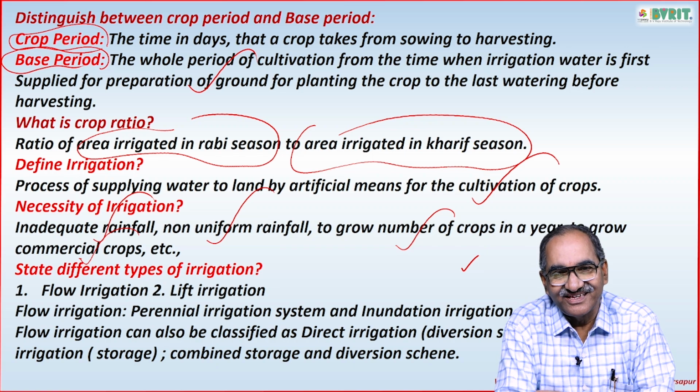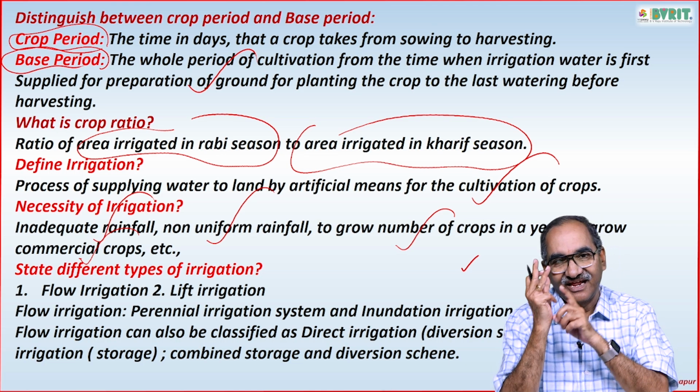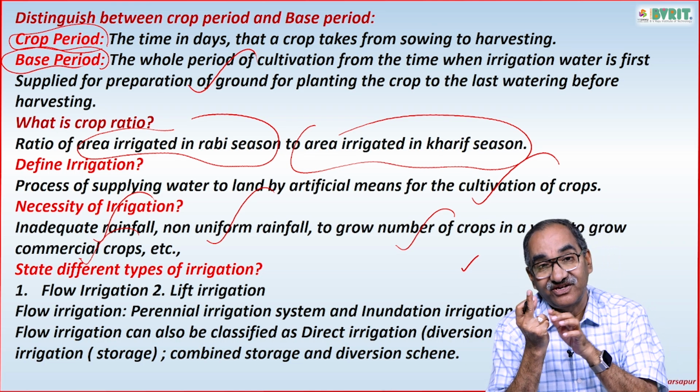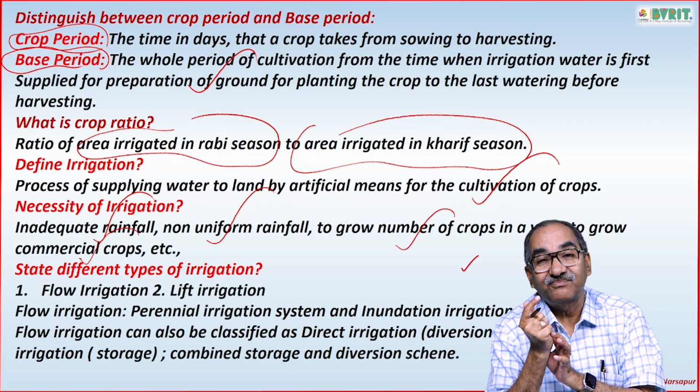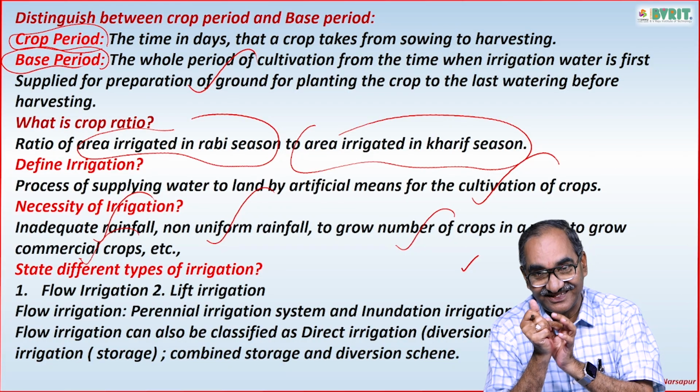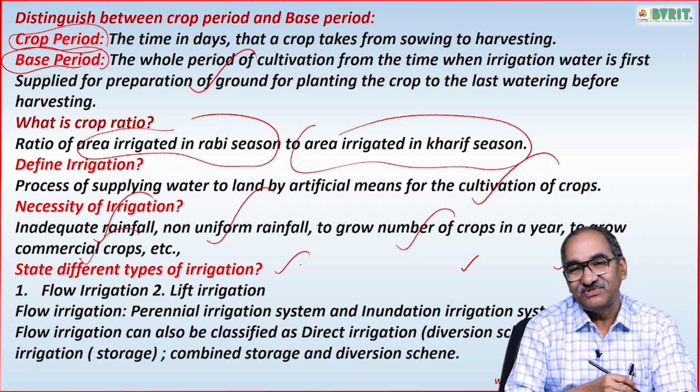So why is irrigation required? Why is artificial supply of water required? Because number one, rainfall is inadequate, rainfall distribution is not uniform. We want to grow more number of crops. Basically we want to raise the commercial crops. These are the things.